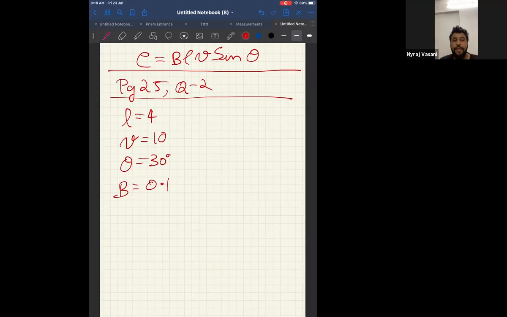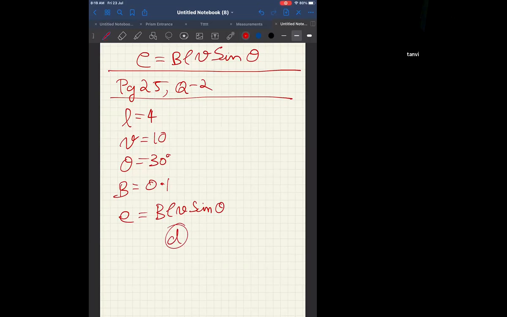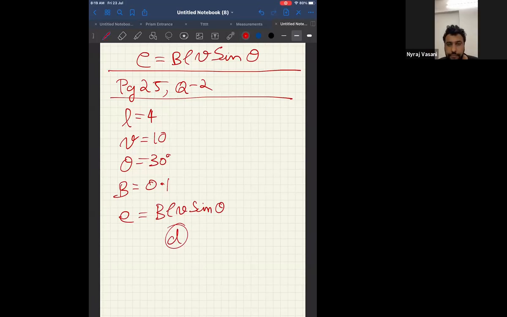Then the induced EMF, E, will be equal to BLV sine theta. So B, L, V, theta, all are given. Therefore, you will get the answer as D. Tell me, are you getting this or not? Sine 30 is half.